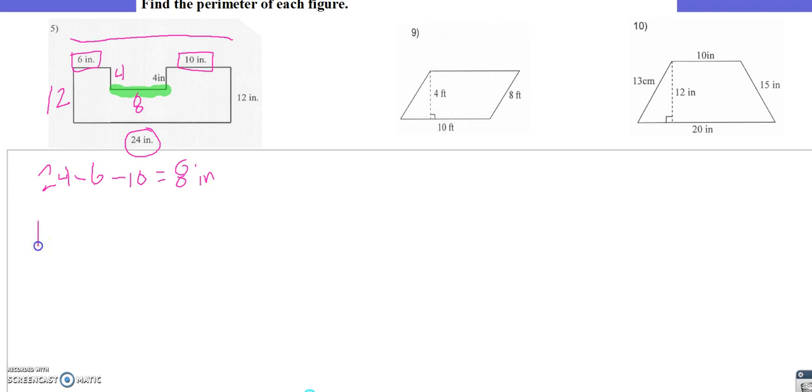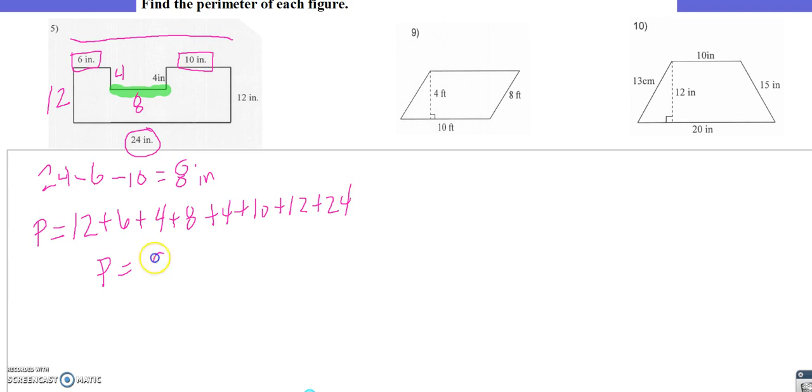So now to determine my perimeter, I'm just going to add up all my sides. So I have 12 plus 6 plus 4 plus 8 plus 4 plus 10 plus 12 plus the 24 along the bottom. I plug all of those into my calculator. We should get a total of 80 inches.